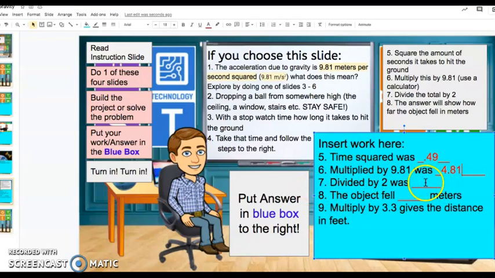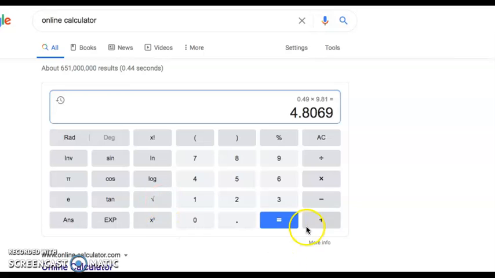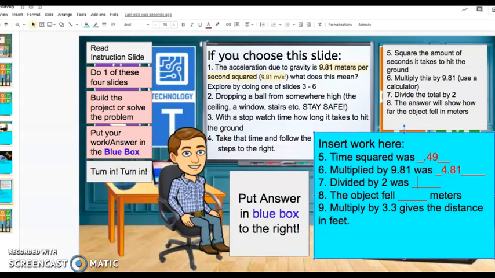7, divide by 2. So divide 4.81 by 2. I could do that, but I'm going to do it on the calculator just so you can see it. So you got 2.4. So right now, your answer is 2.4. And then the object fell blank meters.